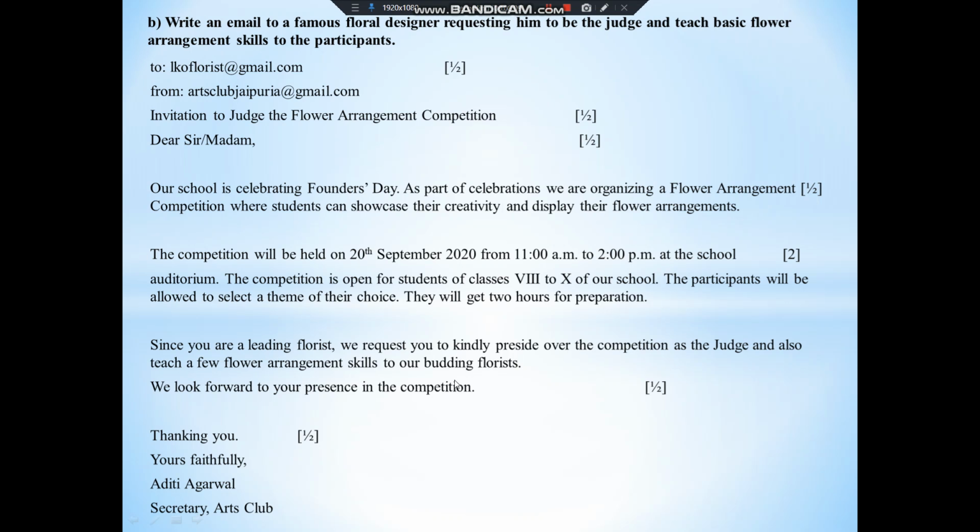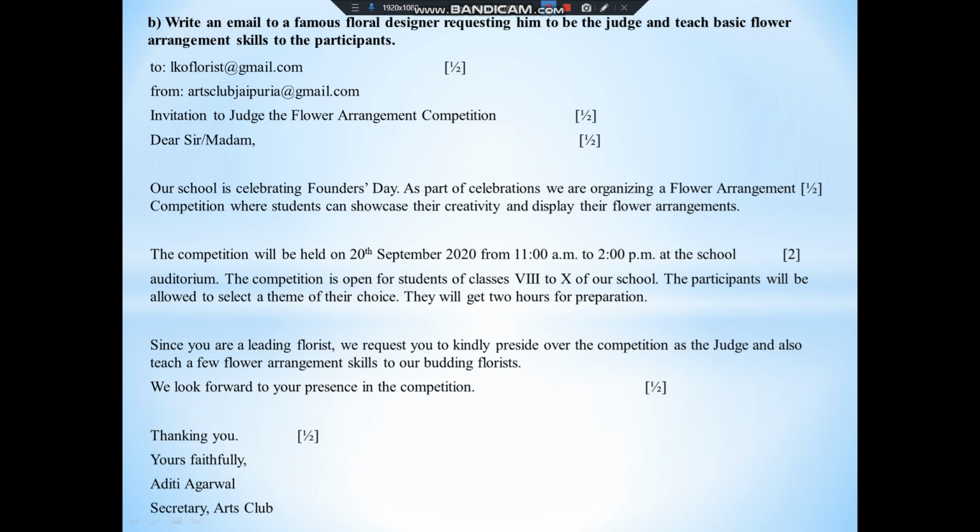If we are requesting a school principal to send a team to participate, we can write, we look forward to your school's participation. So this is the closing sentence. Again, a short one. It carries half mark. Finally, we have the subscription that carries half mark. So if you go wrong anywhere, you get a 0. The subscription includes thanking you, capital T, small u, then yours faithfully, capital Y, small f, cursive f, and there is no apostrophe in yours, followed by the name of the person who is writing the mail and his designation. That is Aditi Agarwal, Secretary, Arts Club. So this is how your email looks like, and this is how the marks are distributed.